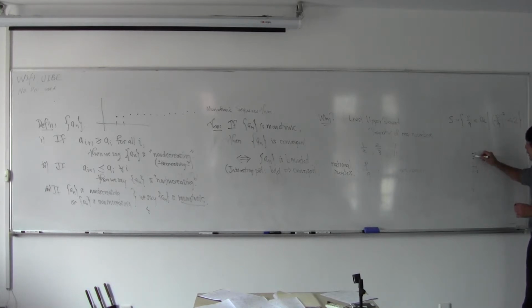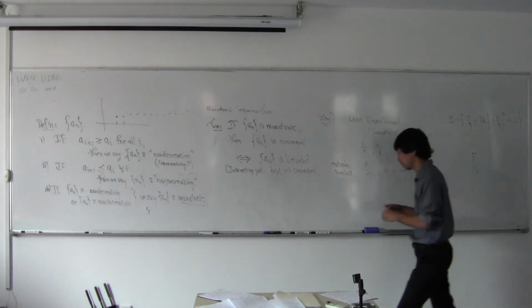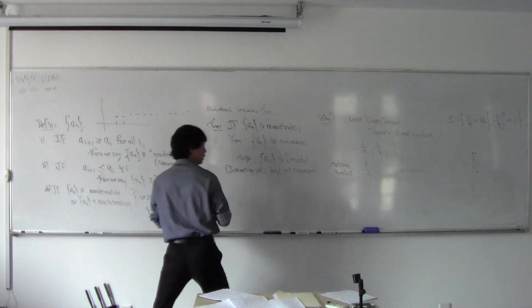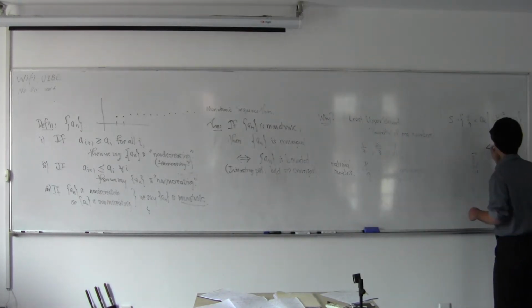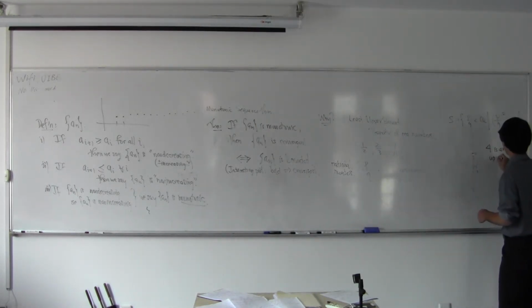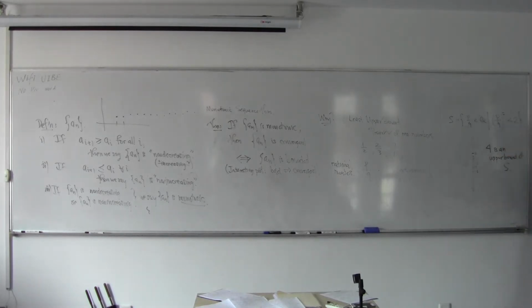So there's some set here of numbers, the guy S, and their squares are all less than 2. And you notice that I can find a number that's bigger than everybody else. If I take 4, that's bigger than everybody in S. Four is an upper bound of S. Four is bigger than everybody in S.